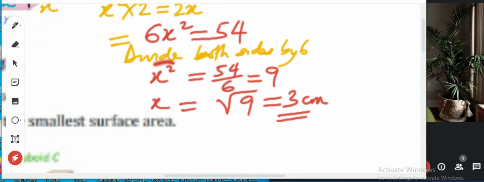How did I get that? Because it says x squared is equal to 9. So what number will you... X squared simply means x times x. So what number will you multiply by itself to get that 9? X times x is 9. So what is x? You just find the square root of 9. So that's how we do that.